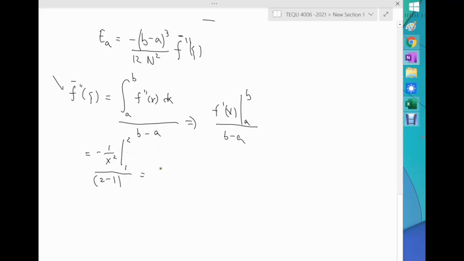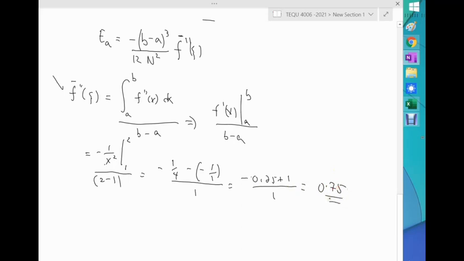So that would be minus 1 over 4 minus 1. When I'm evaluating at 1, that will be 1 minus 1, and that would be over 1. So if I check this out, that will be negative 0.25 minus, that would be plus 1 divided by 1. So this will be positive 0.75. That's the value that I'm using.